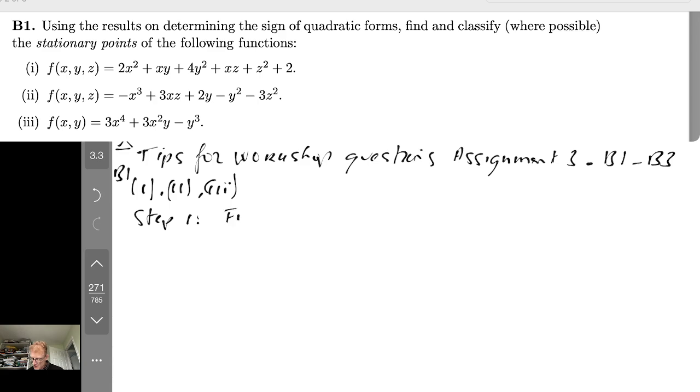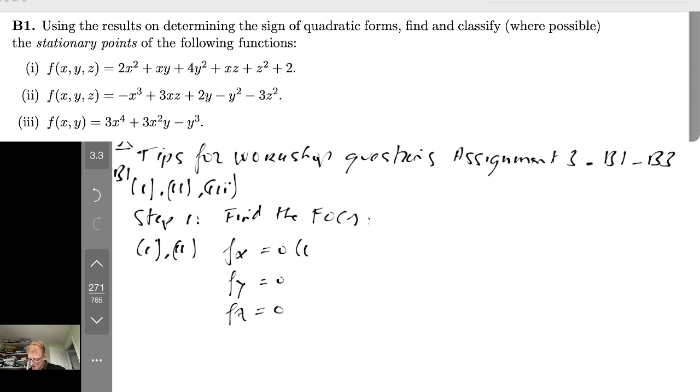Find, or derive rather, the first order conditions. So for 1 and 2, that means you calculate df dx, set it to 0, calculate df dy, set it to 0, calculate df dz, set it to 0. Give them names A, B, C. Step 2 is solve the FOCs.